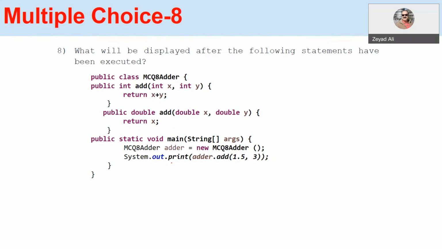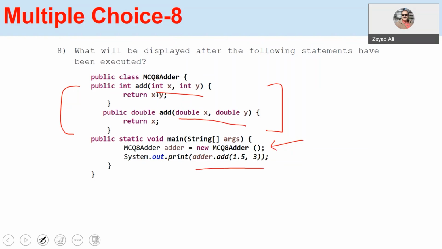First of all, I have 2 methods called add. And it's not a simple case. One of them returns an integer and the other returns double. The first one takes 2 integers. The second one takes 2 doubles. I create a new object here and then call the adder with 1.5 and 3. So which add method is going to be called? Is it the first one or the second one?